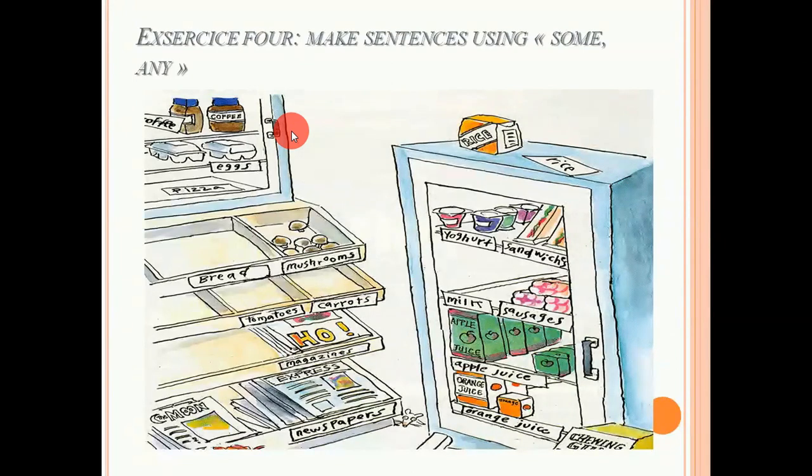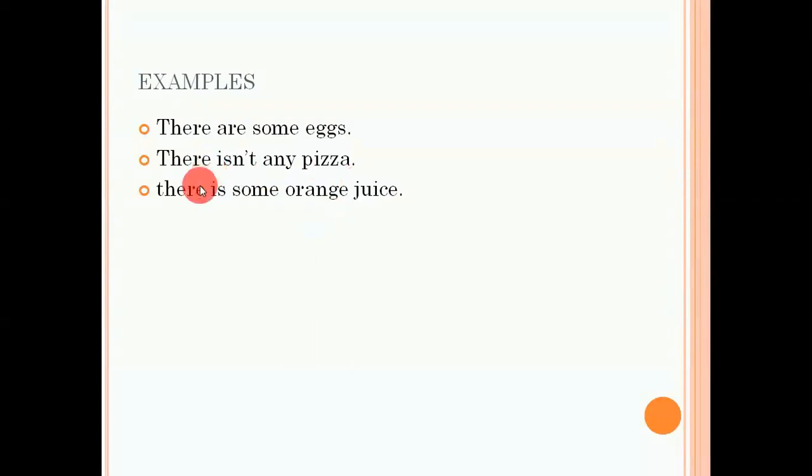I will give you some examples. You see eggs. Are the eggs available or not? Available. So what do we say? There are some eggs. And pizza, is it available or not? No pizza. We say there isn't any pizza. Why do we say there isn't, not there aren't? Because pizza is uncountable, and uncountable is always in the singular form. Example: there are some eggs. There isn't any pizza. There is some orange juice.